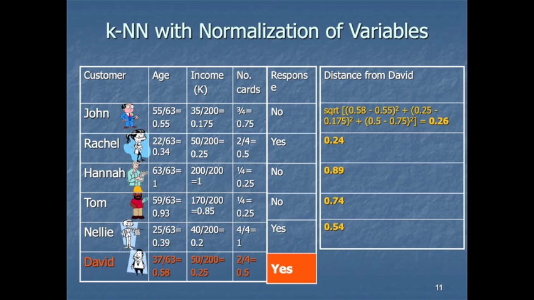Here are the detailed calculations in case you want them. I just put the detailed calculation in the first row to save space. You can use the same formula for Rachel, Hannah, Tom, and Nellie. The reason we chose yes is that the 3 nearest neighbors here are John, Rachel, and Nellie. Even after normalization, we still have the same neighbors. So the predicted class label for David is yes, because we have 2 yes and 1 no.